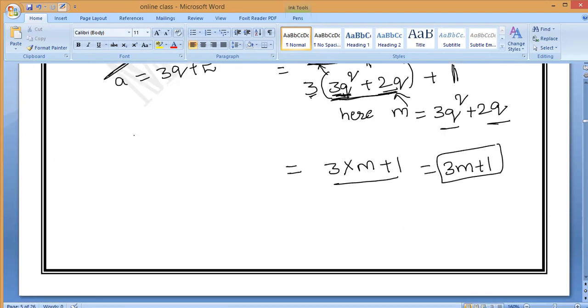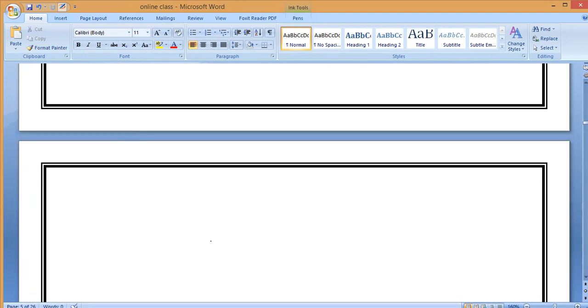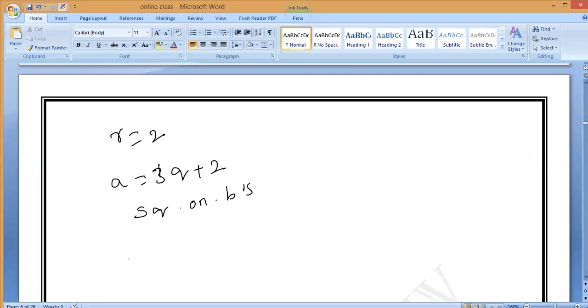So let's solve when r equal to 2. What is the equation? When r equal to 2, a is equal to 3q plus 2, ma'am. Squaring on both sides. You speak now, everybody. a square is equal to 3q plus 2 the whole square. Wait, Kevin, let them all speak.